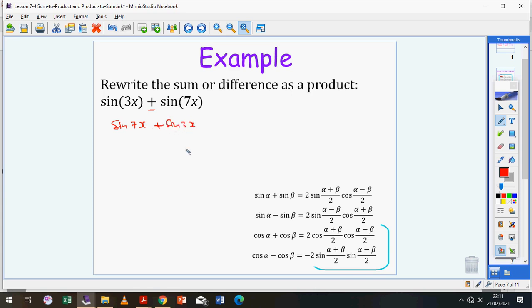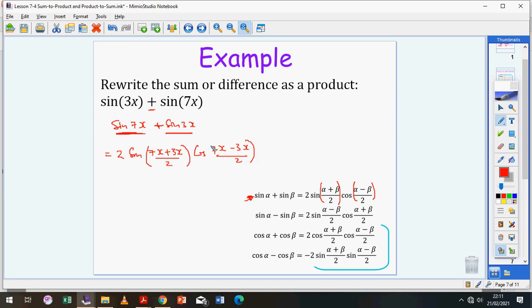Now I'm just going to go and look at my sum to product formulas and see where I have a sum of 2 sines. It's the very first one. I have a sum of 2 sines. When I'm adding 2 sines, it becomes 2 times sine, sum of the angles, cosine, difference of the angles. So this is going to become 2 sine. The sum of the angles is 7x plus 3x divided by 2. And the difference of the angles, this is cosine, difference of the angles, 7x minus 3x divided by 2.